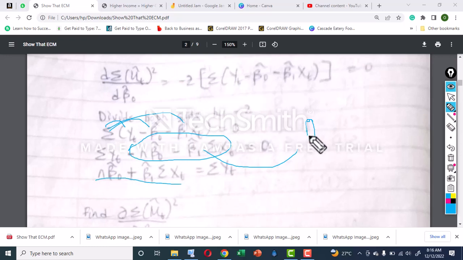Because this one is minus, when they come here it becomes plus. This one is minus, when it comes here it becomes plus. So this is what we now have for when we differentiate with respect to beta 0. So we do the same thing with respect to beta 1. So this is like one of our equations.